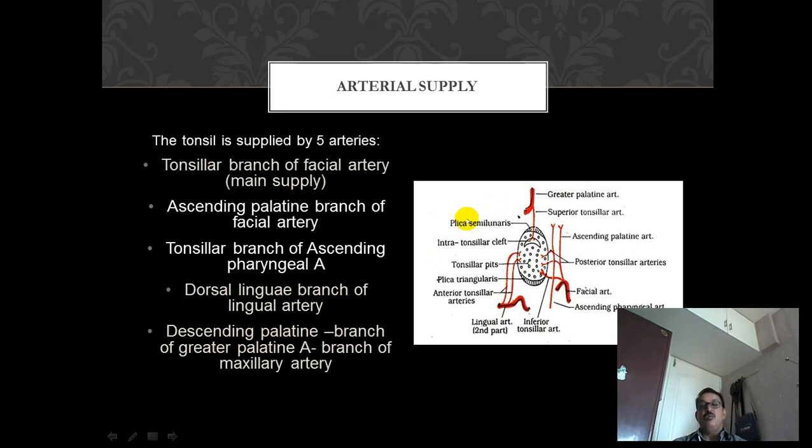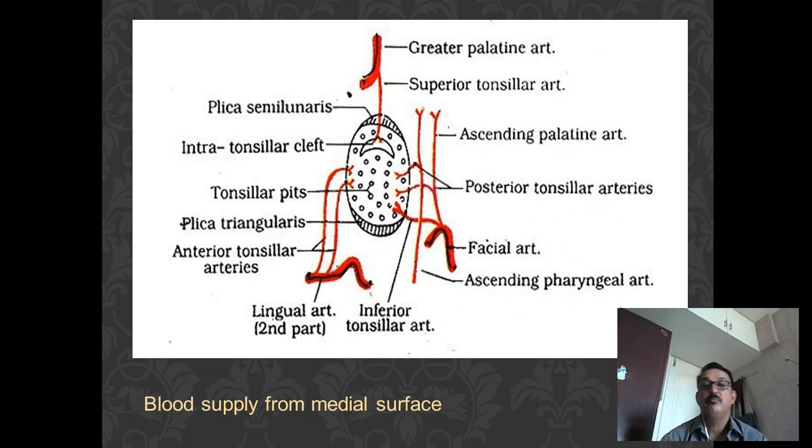So to repeat: tonsillar branch of the facial artery, direct branch; the branch from the ascending palatine branch of the facial artery; the tonsillar branch of the ascending pharyngeal artery; dorsal lingual branch of the lingual artery; and descending branch from the greater palatine artery. These are the branches once more: lingual artery branches, facial artery, ascending palatine artery, the ascending pharyngeal artery, and greater palatine artery.